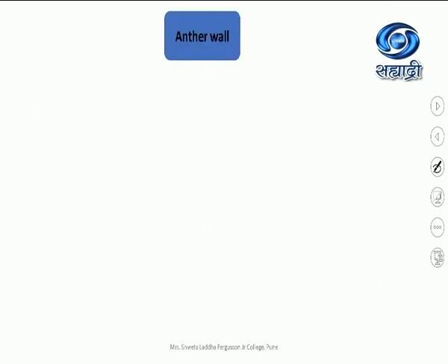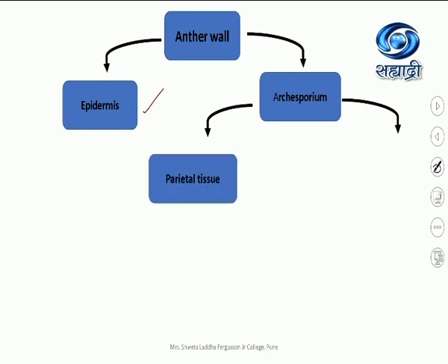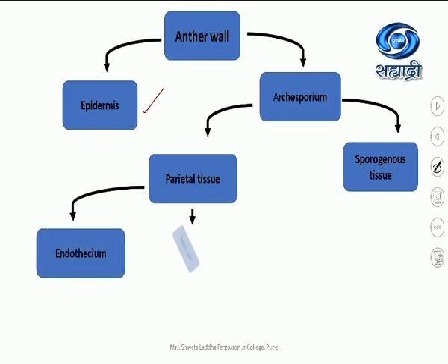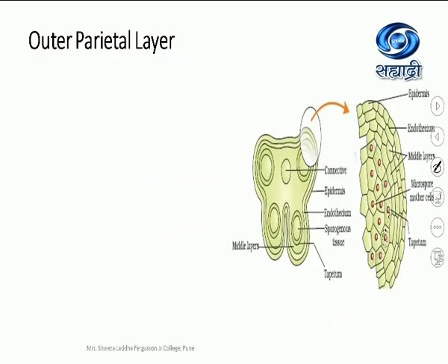Now let us see again. We saw the anther wall is made up of epidermis, single layer, stretched cells. Let us start now with archisporium. Brief revision: archisporium is made up of parietal tissue and sporogenous tissue. Parietal tissue is made up of endothecium, middle layer and tapetum. Now we are going to study parietal tissue, and in parietal tissue we'll see what endothecium is and what its role is. So let us see the outer parietal layer. The first layer in the outer parietal layer is endothecium.